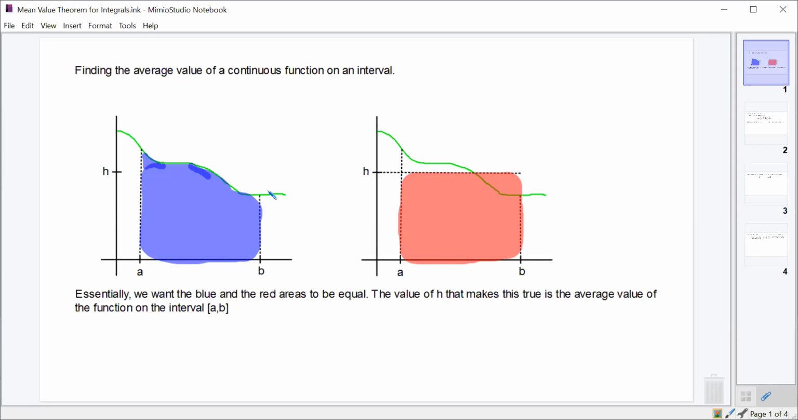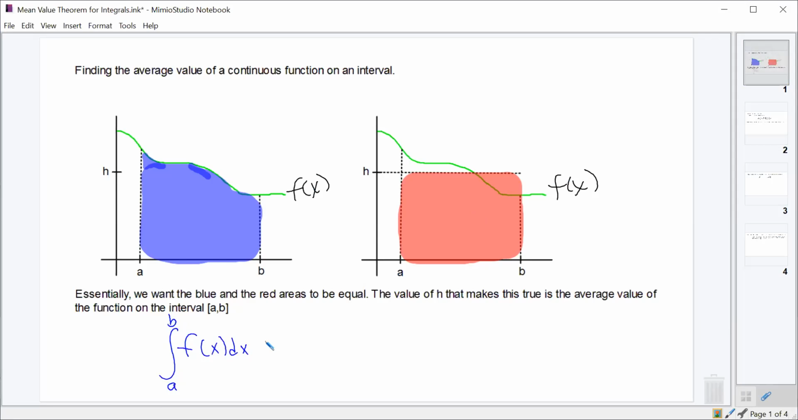So what we're basically saying here is, to find the average value of a continuous function, we want the blue area to equal the red area. And what's the blue area? How do I find that? What is the representation of that, assuming this is the function f of x here for both of these? The integral of f of x from a to b.